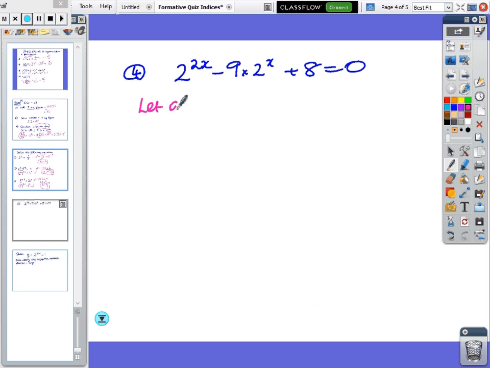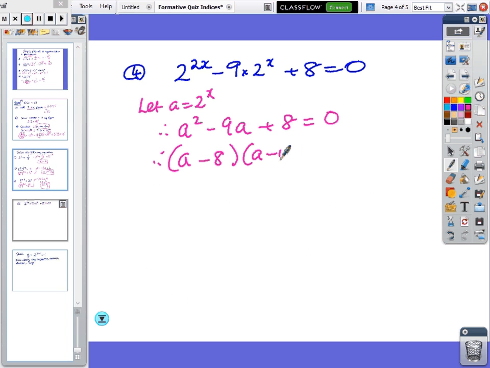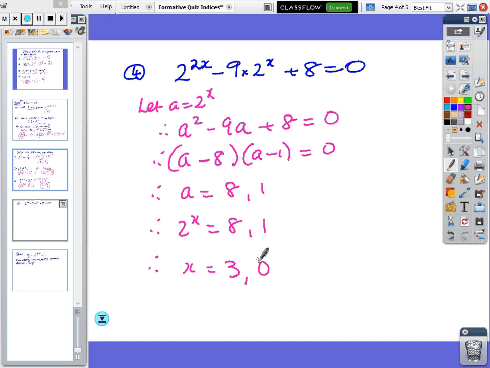Okay, so let a equals 2 to the x. So we've got a squared minus 9a plus 8 equals 0. A minus 8, a minus 1 equals 0. So a equals 8 or 1. And then a is 2 to the x equals 8 or 1. And so x equals 3 or 0, because 8 is 2 cubed and 1 equals 2 to the 0. So the answer is 3 and 0. Okay, come across, let's have a look.